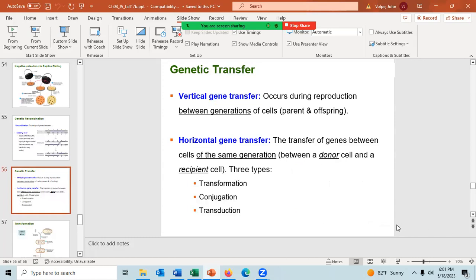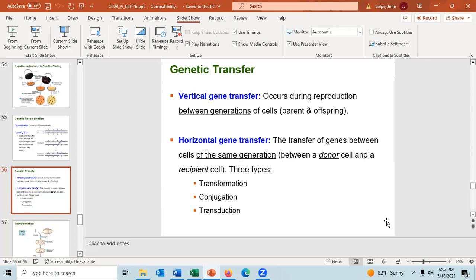All right, let's talk a little bit about genetic transfer. There's vertical gene transfer, and that occurs during reproduction, where between generations of cells, the genes from the parent cell are transferred to the genes in the offspring cell. Or you could say the genes from the parents are transferred to the genes in the offspring. We're talking about humans.